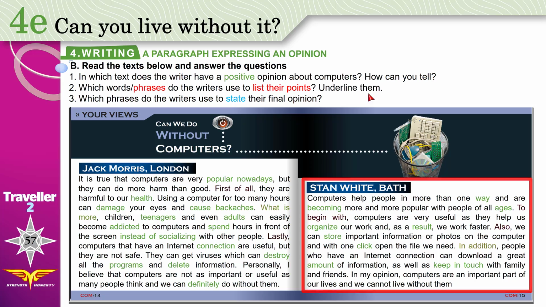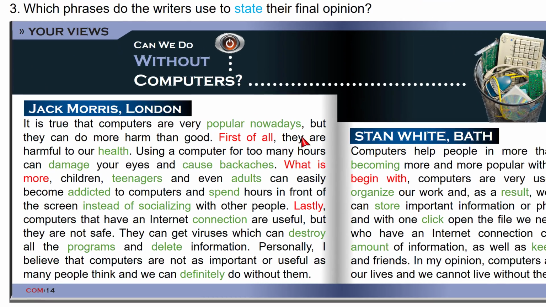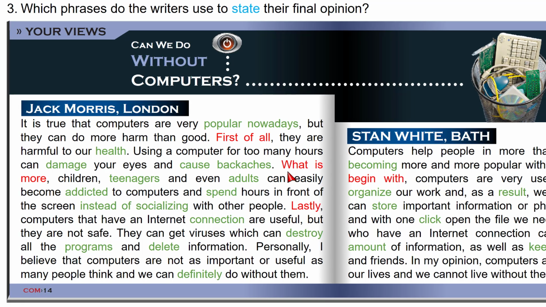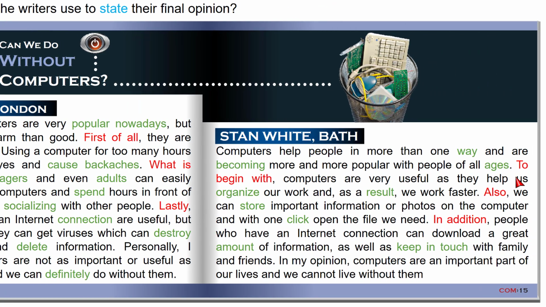2. Which words or phrases do the writers use to list their points? Underline them. I highlighted them in red. Instead of saying point number 1, Jack used first of all. That means point number 1. Point number 2, he used what is more. Point number 3, he used lastly. He has 3 points. Stan has also 3 points.